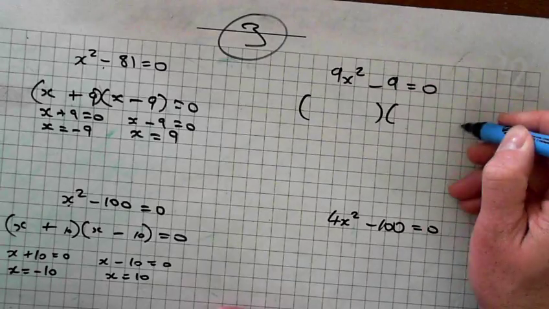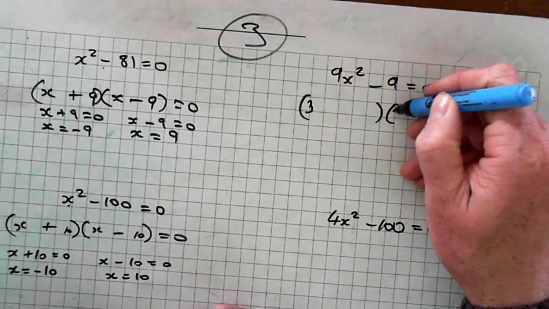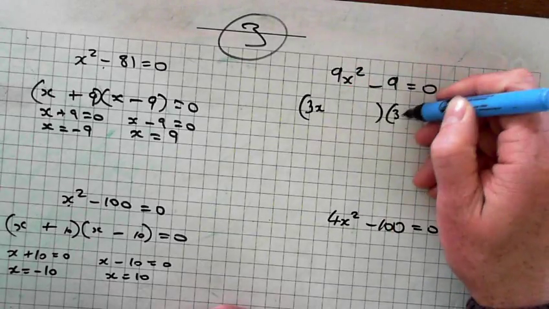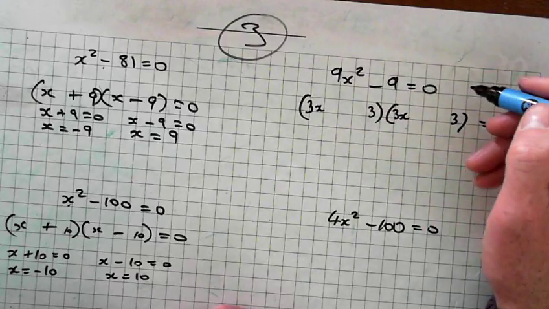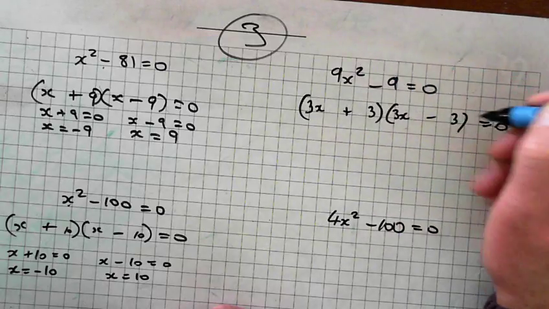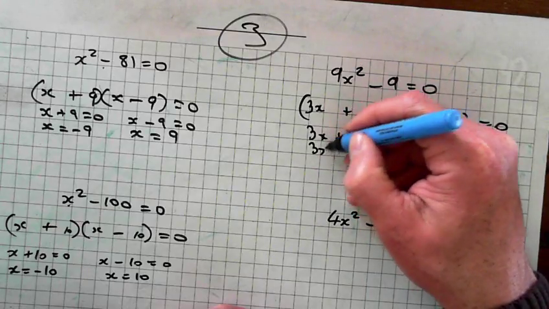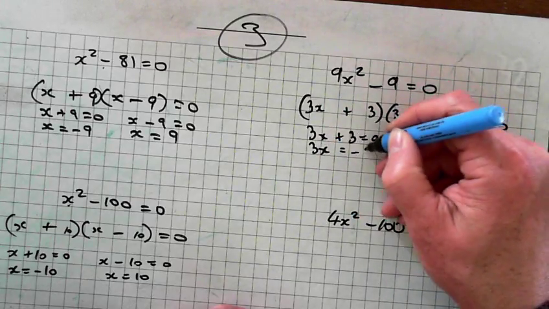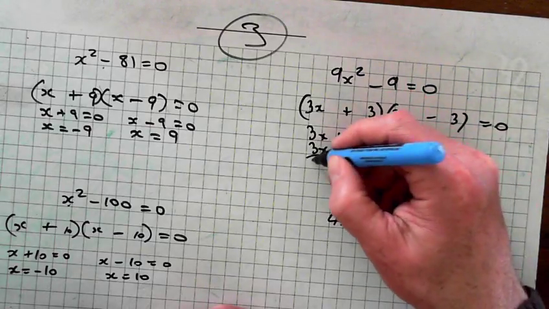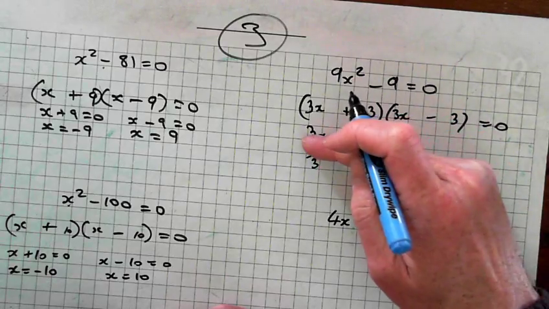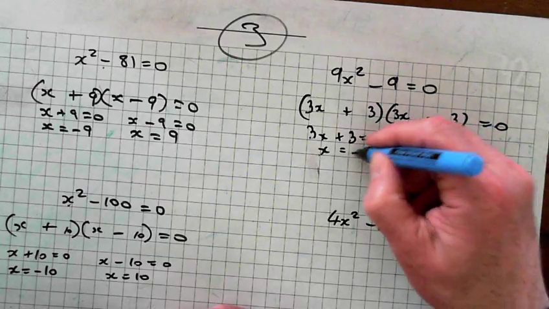Alright, and this one over here. How do you get 9? 9 is 3 by 3, isn't it? How do you get x squared? x and x. How do you get this 9? 3 by 3. And how do you get a minus? Plus and a minus. Now over here we've got 3x plus 3 is equal to 0. 3x is equal to, move the plus 3 across and it becomes minus 3. Divide both sides by the number in front of the x, which is this 3. 3 divided by 3 is 1, 1x. Minus 3 divided by 3 on the calculator is minus 1.